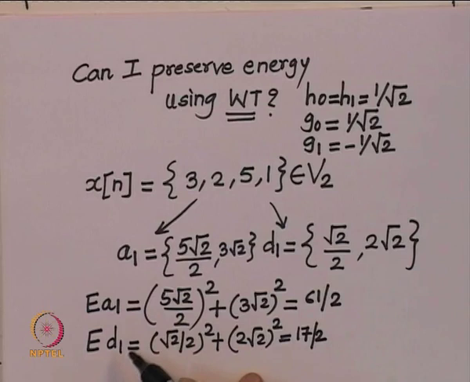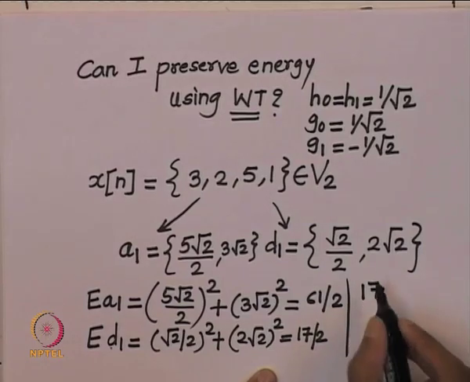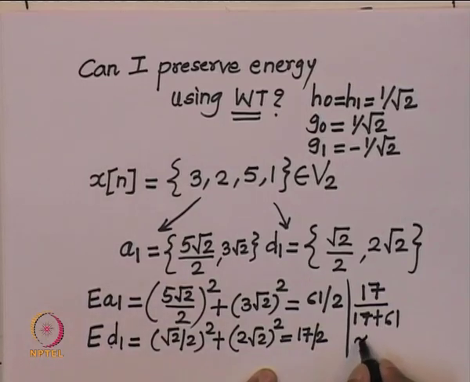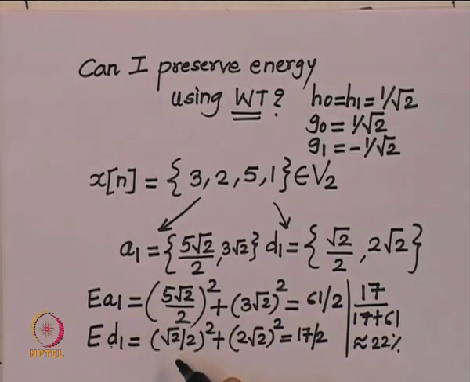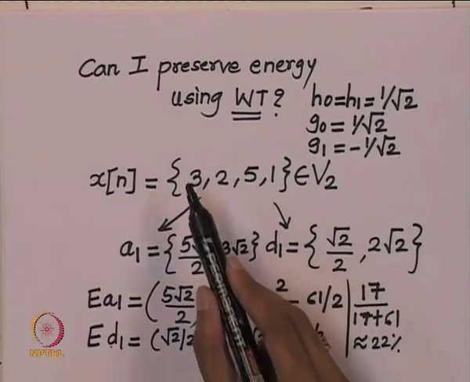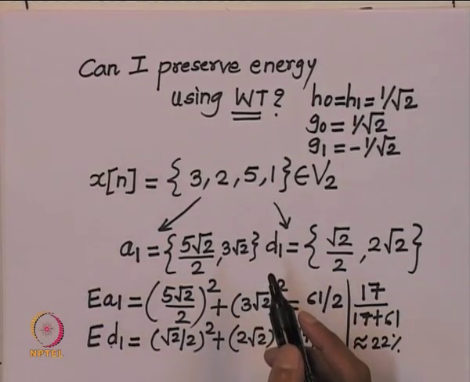And now, if we try and find out how much of energy is stored in details, if we pose this question, then that is going to be probably 17 upon 17 plus 61, and this is approximately 22%. So, almost 22% of the total energy in my underlying signal is stored in the details. And that is because this signal is fairly rough. There are transitions from 3 to 2, 2 to 5 and then 5 to 1. So, fairly rough looking signal.